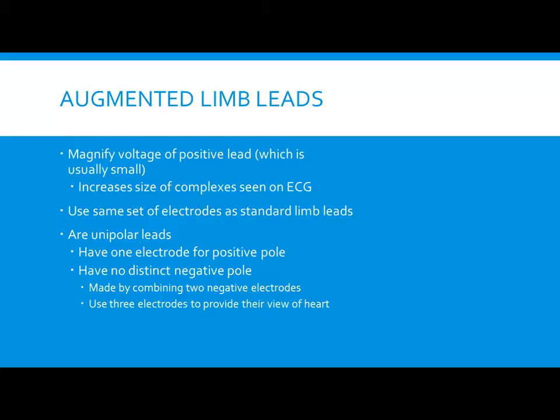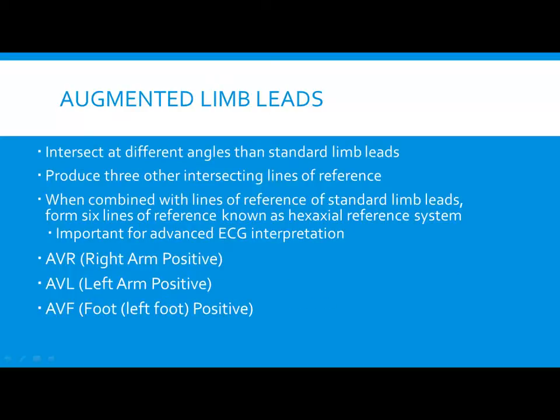Augmented limb leads use 3 electrodes to provide their view of the heart. 2 of them are negative, 1 of them is a positive. Okay? They intersect at different angles. So this is a point of reference. Einthoven's triangle is essentially a point of reference of where these lines intersect. So we're going to add a couple more. This is going to form what's called the axial reference system.